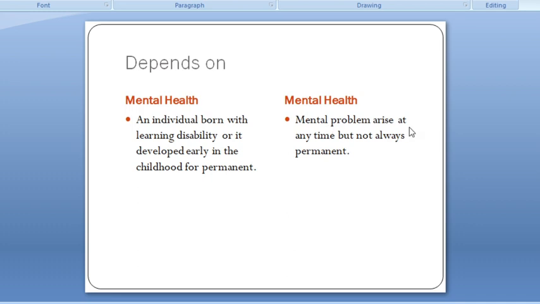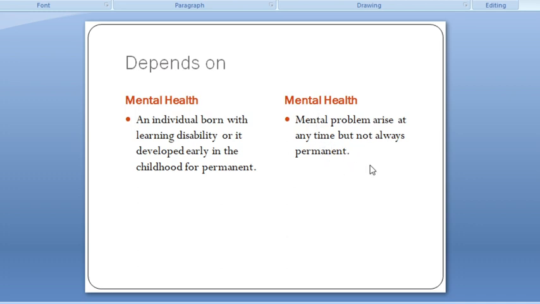However, the mental problems which arise at any time, which are not by birth or which arise temporarily, can be recovered and removed. Like I mentioned, handwriting problems are not permanent, and speaking and listening skills can be easily improved. So these are the difficulties which can improve with additional support and skills, so that the student doesn't need any help or support to complete the task.